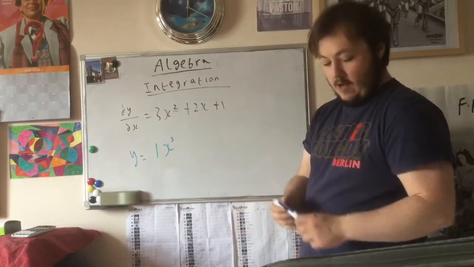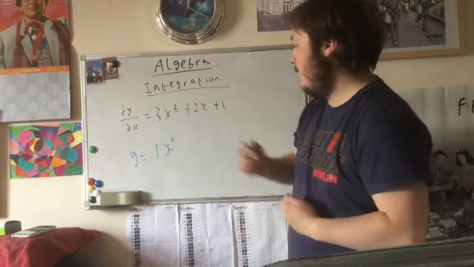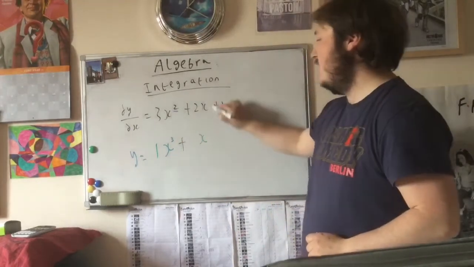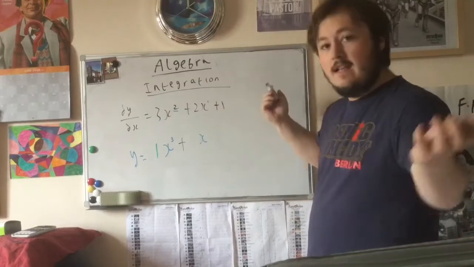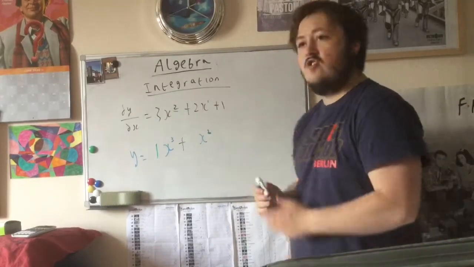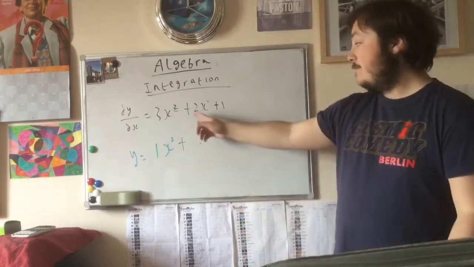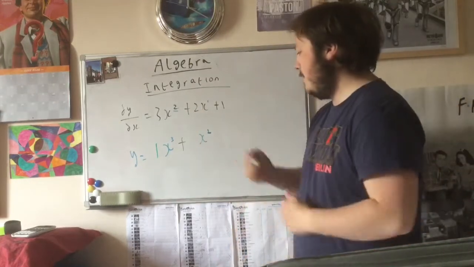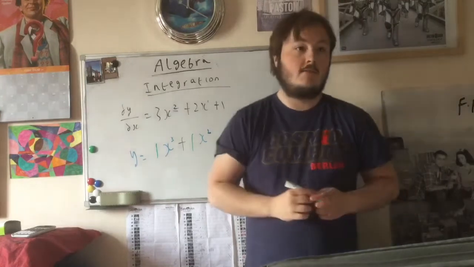Let's look at this one now. So we do 2x. Well, the first thing we need to do is we turn that indice, we add 1 to it. So it's originally x to the power of 1. When we add another 1 to it, it becomes x to the power of 2. We divide that 2, which is the coefficient, by the 2, which is the new indice. So that becomes 1x squared.